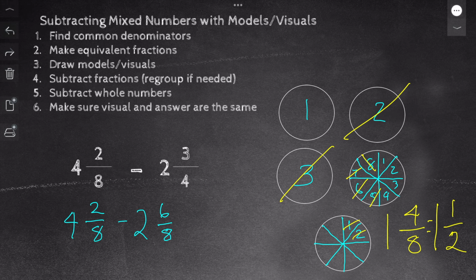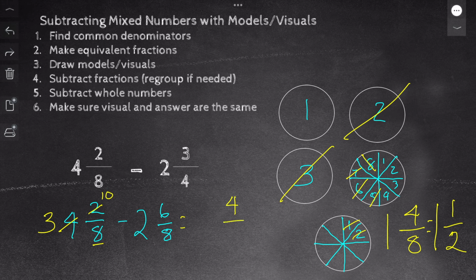First, I subtract my fractions. 2 minus 6. I can't do that, so I have to regroup again. In order to do that, I take 1 away from my whole, and it turns into 3. Then I know that each whole is cut into 8 pieces, so 8 plus 2 equals 10. Now I can subtract. 10 minus 6 equals 4.